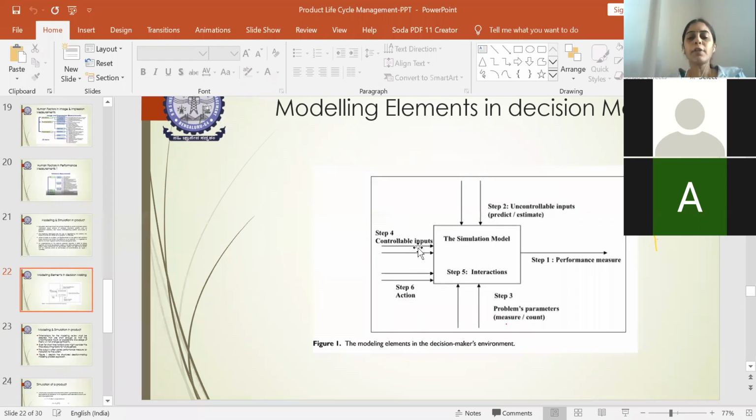So once step 4 is assigned with controllable inputs, it goes for the interaction. Interaction of the uncontrollable inputs and controllable inputs will help in generating the simulation of the model which is needed. And the simulation of the model will show the functionality of a particular product, how well it is being operated. Okay, so based on the simulation model output data, the action will be taken.